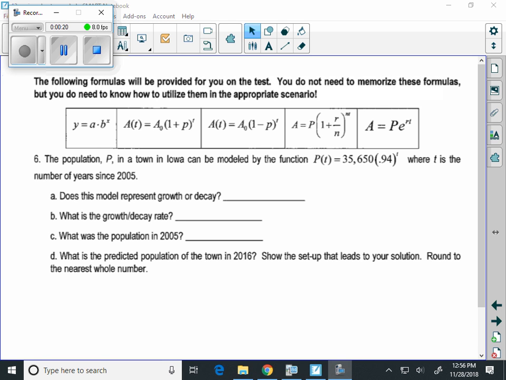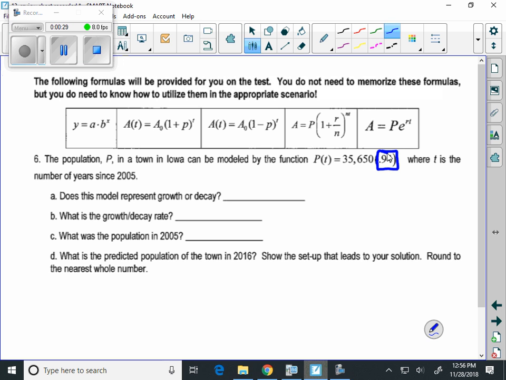First things first, does this model represent growth or decay? Well, what we're going to do is look at this part of the formula. Notice that 0.94 is less than 1, which means that this is going to be decay. And what we want to know is, what is the decay rate? What I did when we did our notes is I said, well, let's take 100% minus 94%, 94% coming from the 0.94, which is 6%.